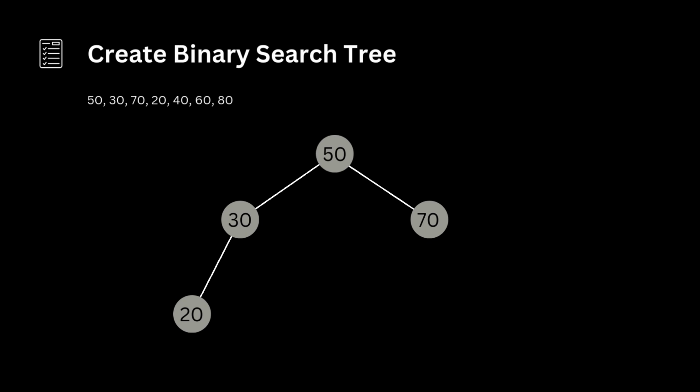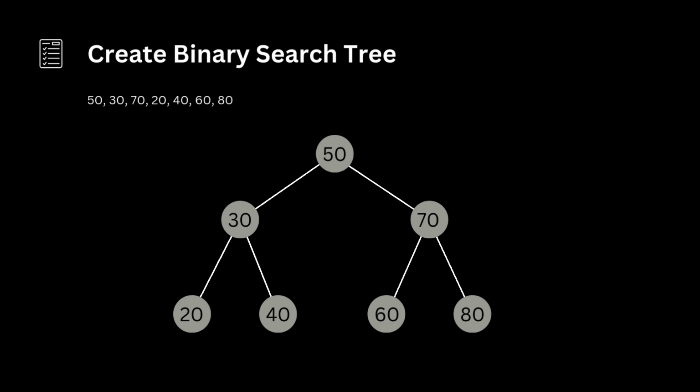Now insert 40. Since 40 is less than 50 but also greater than 30, it becomes the right child of 30. Insert 60. Since 60 is greater than 50 but less than 70, it becomes the left child of 70. Insert 80. Since 80 is greater than 50 and also greater than 70, it becomes the right child of 70.